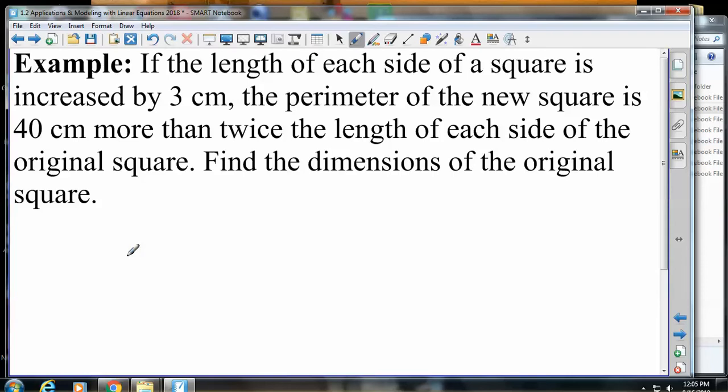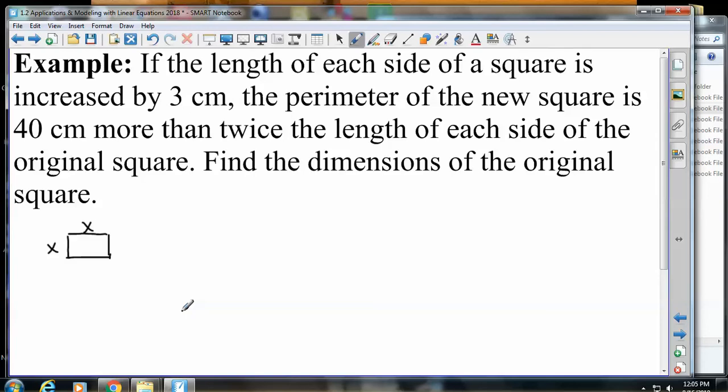If the length of each side of a square, so I know right now I have a square, what can I do? Draw a square. Let's do that. Okay, did I tell you how long the sides were in our beginning square? No, so what do I call them? X. Okay. You know, it's a square, all the sides are the same. There we go, we identified our variable. That's step 1.